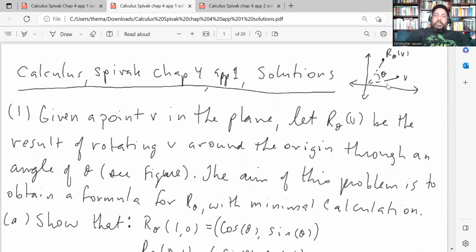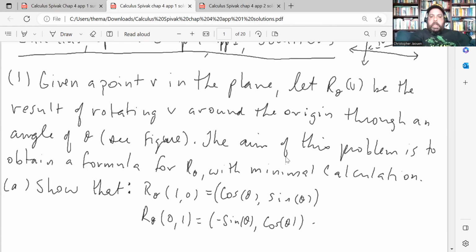In the corner, right in the corner here, I have the picture. So if you have vector v over here, if you rotate through the angle theta here, I'm assuming that it's rotating counterclockwise, you get to the vector r theta v. So it's just a rigid rotation. Given a point, that's what we're defining that notation to mean. The aim of this problem is to obtain a formula for r theta with minimal calculation.